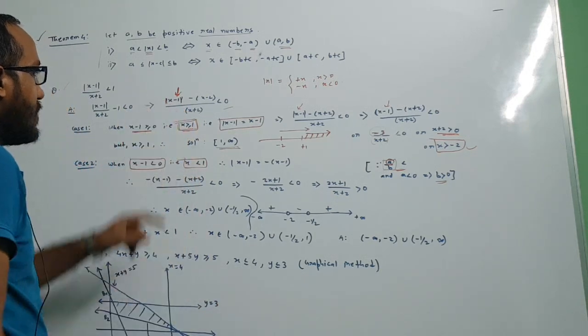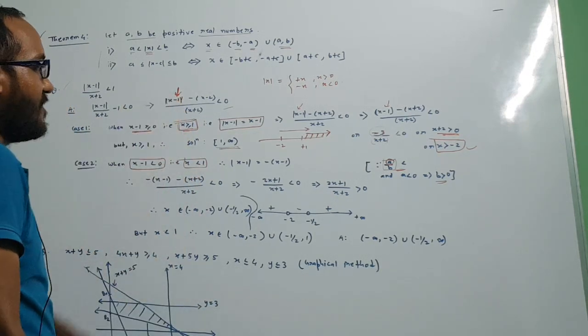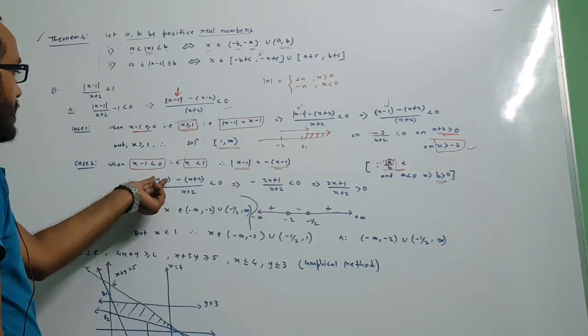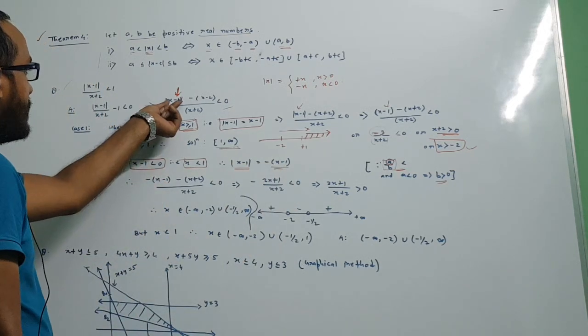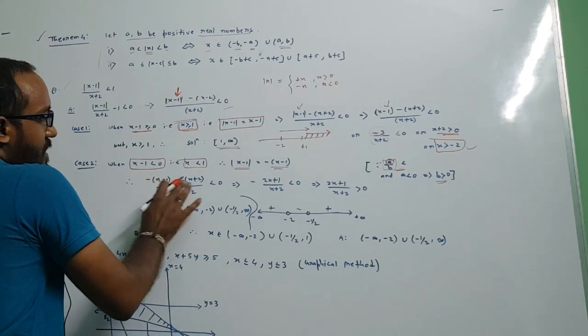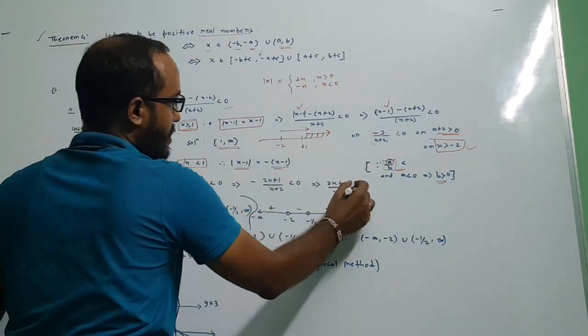If x is less than 1, then that thing would be negative. So mod of x minus 1 would be minus of x minus 1. Put here minus of (x minus 1) in place of mod of x minus 1. Simplify as we have simplified earlier.